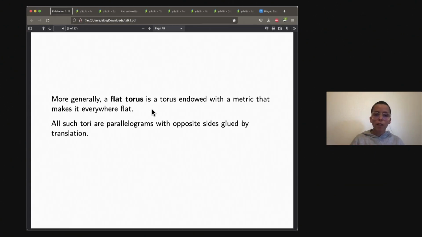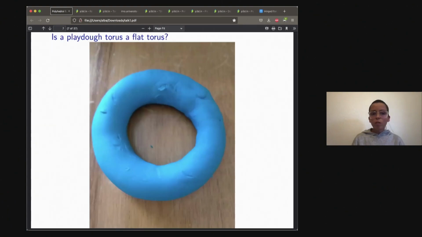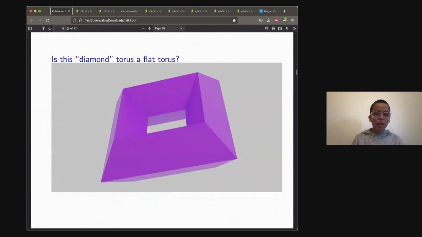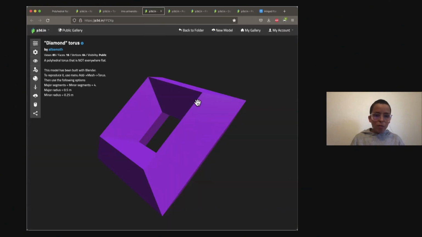And in general, a flat torus is any torus that has a geometry that makes it everywhere flat, or in an equivalent form, any topological space obtained by identifying opposite sides of a parallelogram. So for example, this torus here, the one that you make with donuts, is not flat. And here I have a first example of a polyhedral torus. And this torus is not flat.